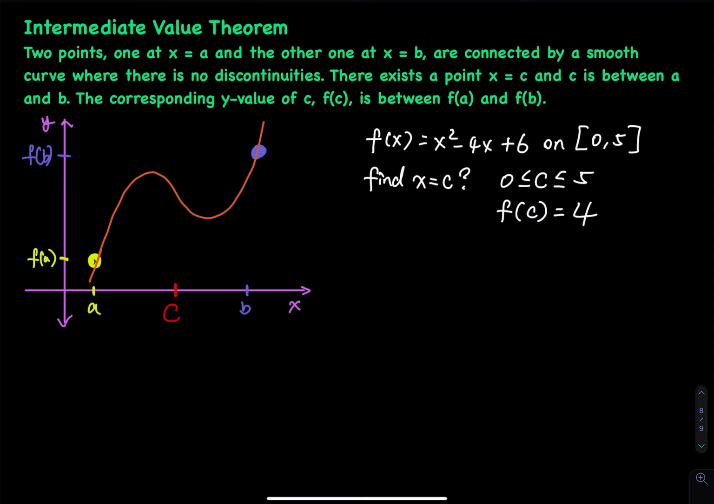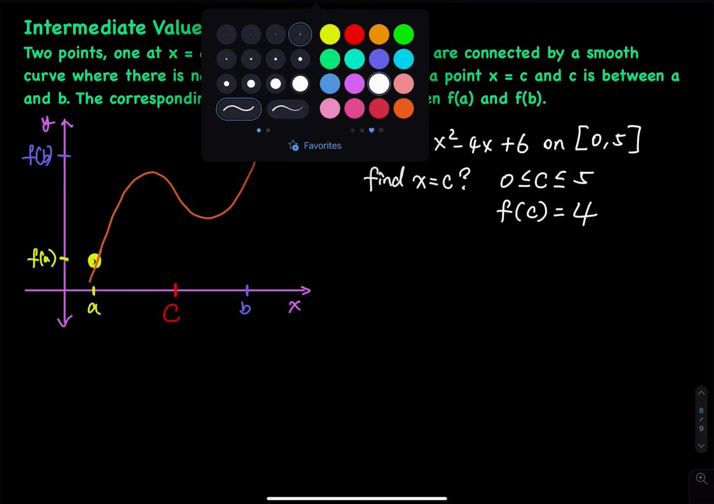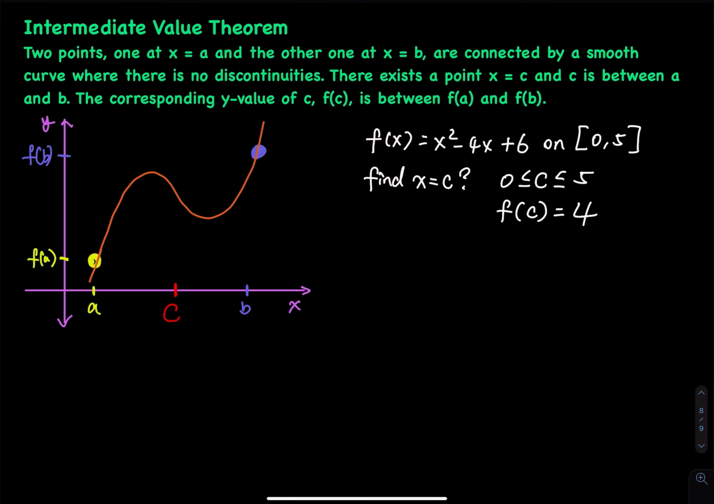So we have a graph right here. We have a yellow point, f of a, and then we have a purple point, b and f of b. And then there is a value c between a and b, such that f of c is between f of a and f of b, right? So this is the point for c, and then f of c is between f of a and f of b. This is just like driving. So you have a starting point at f of a, and then you have an end point at f of b.